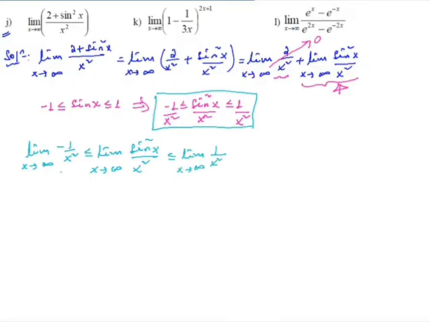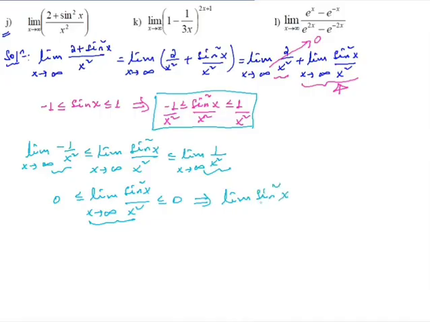Okay, so obviously this part is 0. 0 is less than or equal to the limit of sine square x over x squared as x approaches infinity. This is also less than or equal to the limit of this part, which is 0. Since this expression is between 0 and 0, obviously the limit of sine square x over x squared as x approaches infinity is 0.